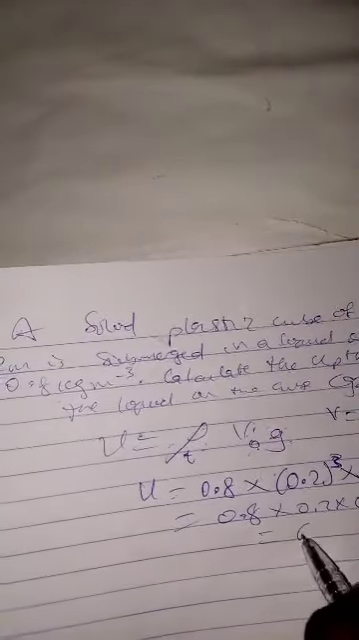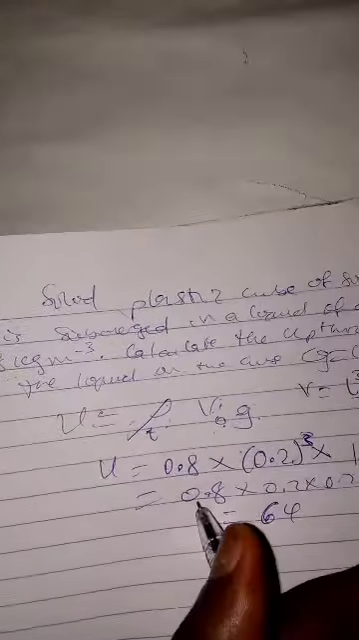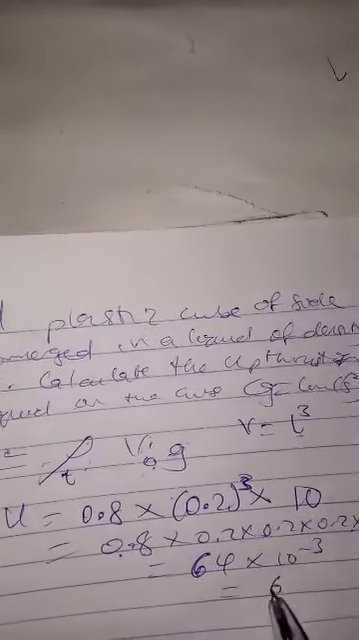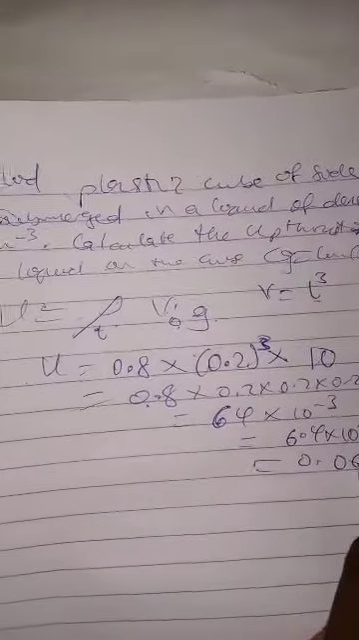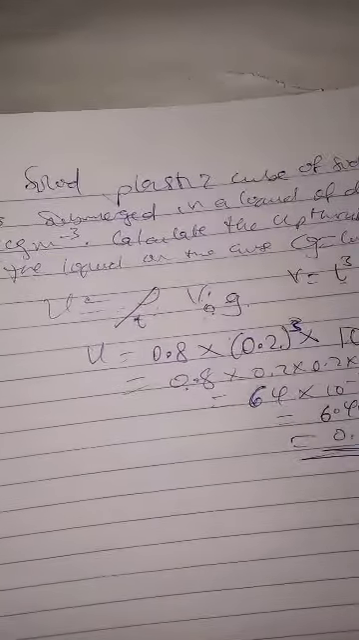0.8 times 0.2 times 0.2 times 0.2 times 10. That's the same thing as what? Let me try to see if I can do it offhand. 2 times 2 times 2, that's 8, times 8, 64. This 10 cancels this. 0.64 times 10 to power minus 3. That's 6.4 times 10 to power minus 2 Newton. 0.064 Newton. It's as simple as that. Should we take another one now? Can you see? It's very, very simple. Next question.